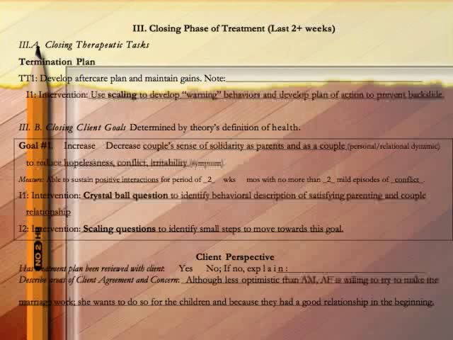So again, here you can look at, in terms of the client perspective, that the husband is more optimistic than the wife about this plan, and so the therapist writes a little bit about how all those pieces fit together. So that's basically the treatment plan.